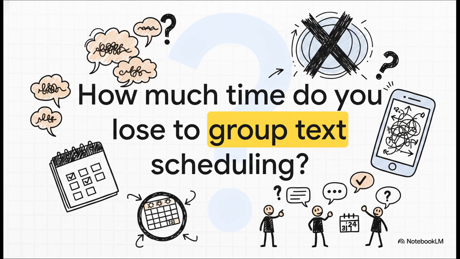Seriously, how much time do you lose to group text scheduling? Let's just tackle this universal pain point right out of the gate because we're going to show you exactly how to eliminate those endless, confusing text chains forever. You absolutely know the ones. 3 people say they can do Tuesday, 2 are holding out for Thursday, and somebody just replied yes to a question literally no one asked. Yeah, we're putting an end to all of that right now.